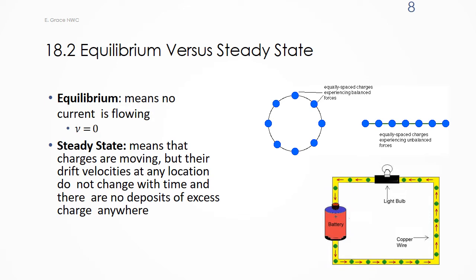And a steady state is different than equilibrium. Equilibrium would mean that no current is flowing and that the drift speed is equal to zero, whereas the steady state means that charges are moving, but their drift velocities at any location aren't changing with time. So anyways, there's no deposits of excess charge. By excess charge, we're talking about a charged wire. This is a little bit different than charges just moving.